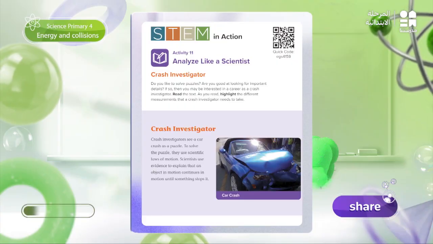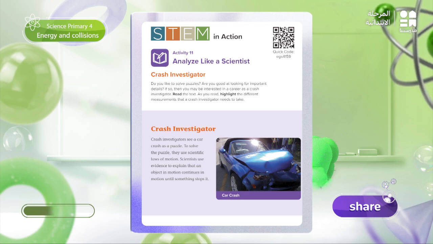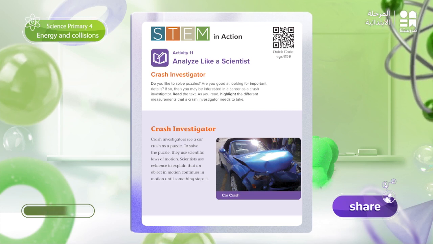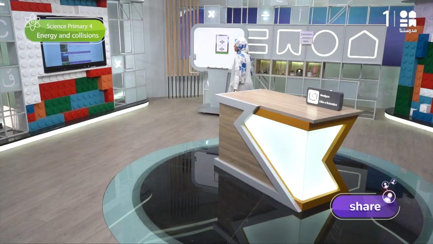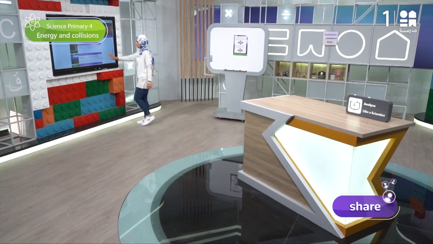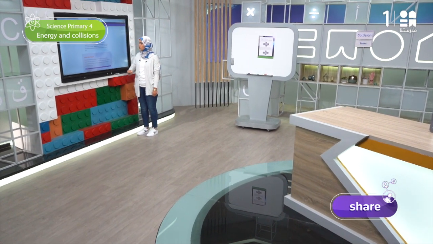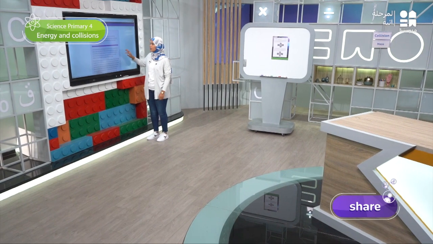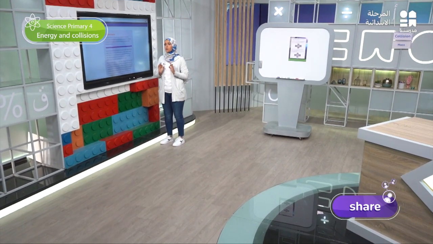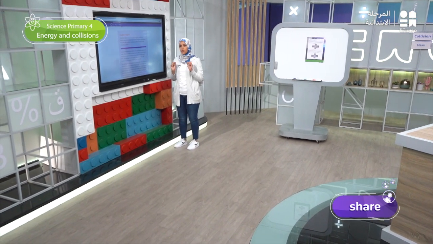Let's know more about what data do crash investigators collect at the crash sites? So let's read the text and analyze it. هتلاقوا التكست في page 236 and 237 in your book. The title is Crash Investigator.